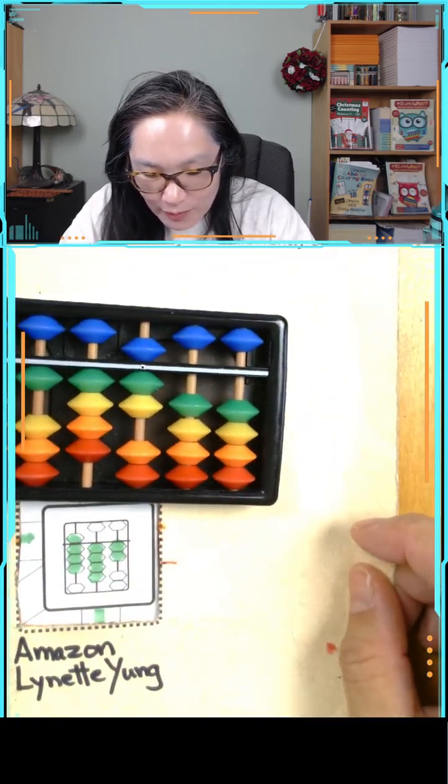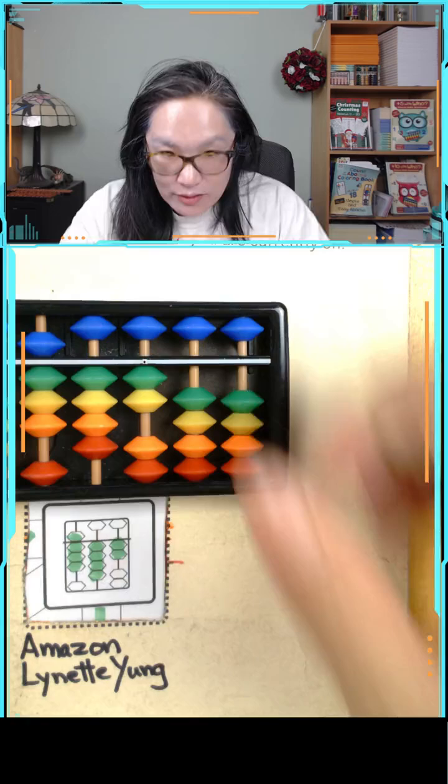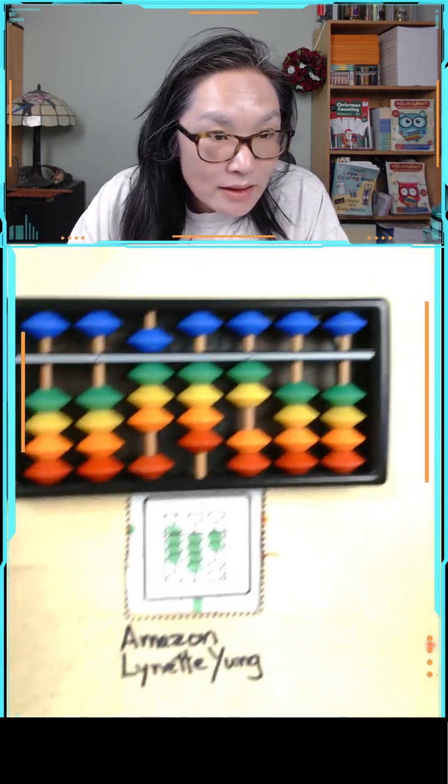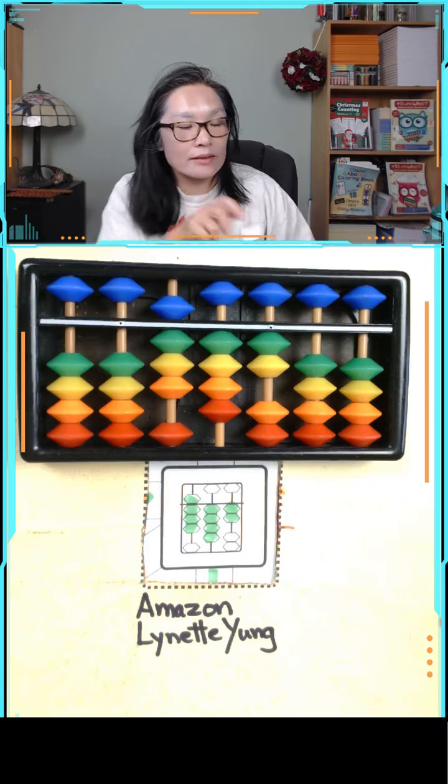And then we have our next number. We have our hundreds, we have our tens, and we have our ones. What number do we think that is? Sorry, I can't see that. There we go. What number do we think that is?